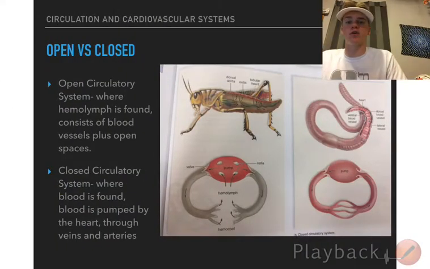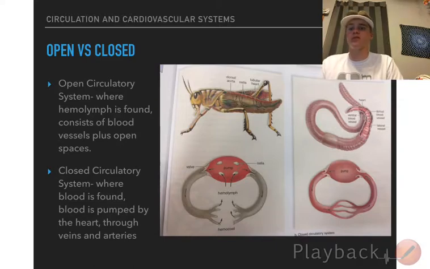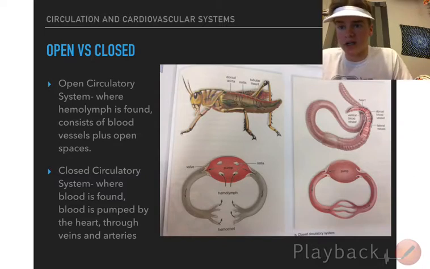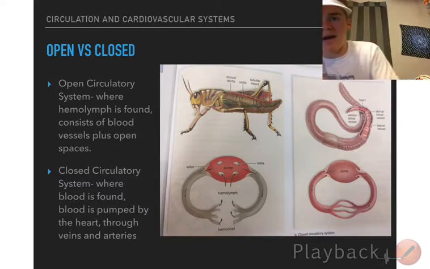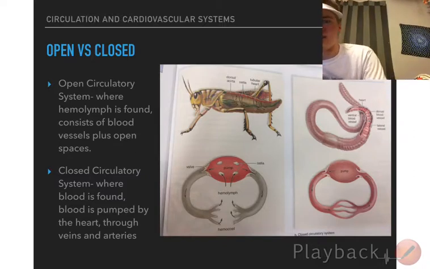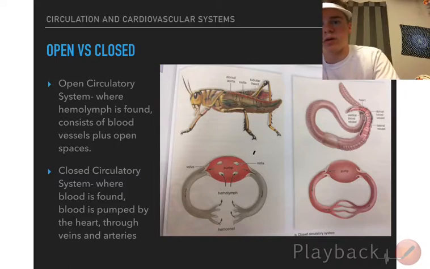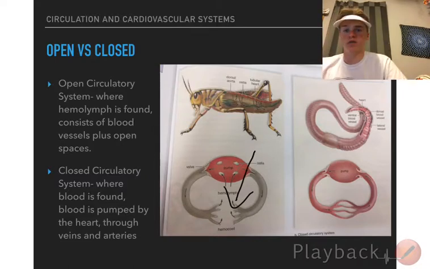So there's open versus closed circulatory systems. An open circulatory system, where hemolymph is found, consists of blood vessels plus open spaces, and you can see that on the left side. An example of that is a grasshopper. You can see down here on the bottom you have the pump, which pumps out that hemolymph, but it's open right here, and that's why it's called an open circulatory system.